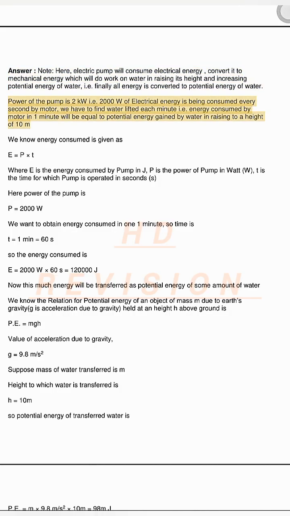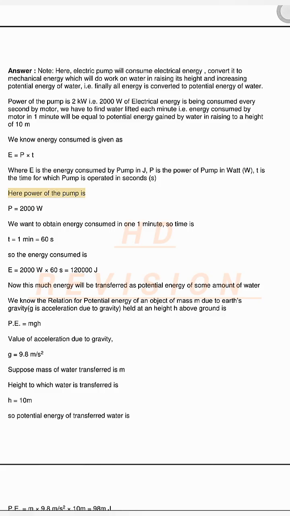Power of the pump is 2 kilowatts, i.e. 2000 W of electrical energy is being consumed every second by motor. We have to find water lifted each minute, i.e. energy consumed by motor in 1 minute will be equal to potential energy gained by water in raising to a height of 10 meters. We know energy consumed is given as E equals P times T, where E is the energy consumed by pump in J, P is the power of pump in watt, W, T is the time for which pump is operated in seconds, S.